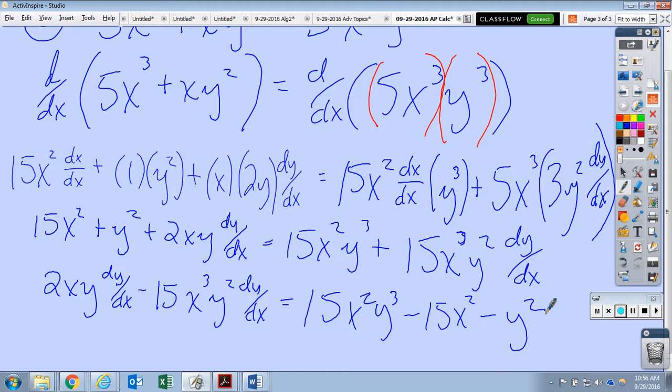Does it matter which order you go in? What do you mean? Like, if you subtract it from the other side, is that anything? No, as long as you're trying to get all your dy dx terms on one side, it doesn't matter.